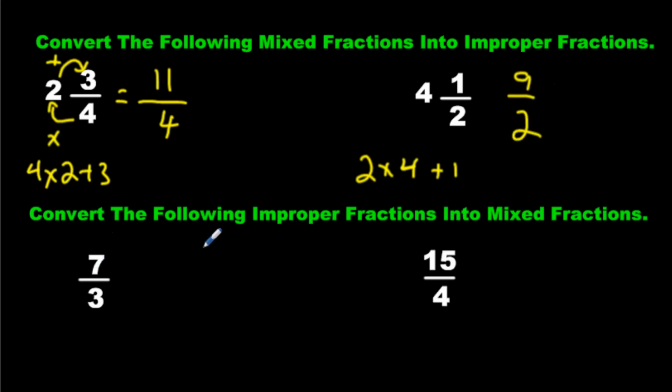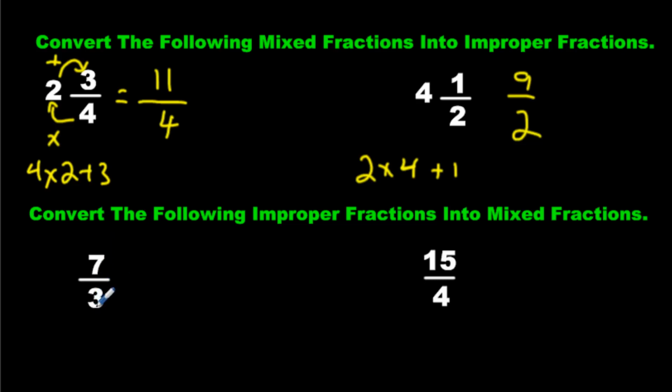Let's move on. Convert the following improper fractions into mixed fractions. Now, I've done an in-depth lesson on this. You'd have to go back to my other grade 7 lessons to review this. I'm going to get right to the point of this. 7 divided by 3, 7 over 3.